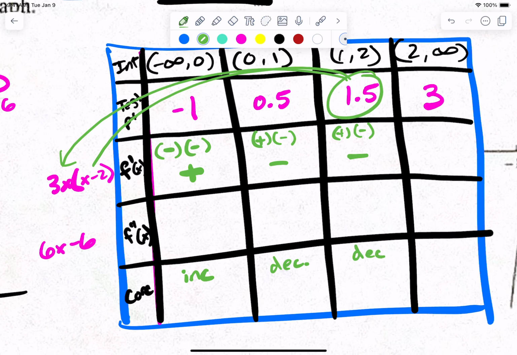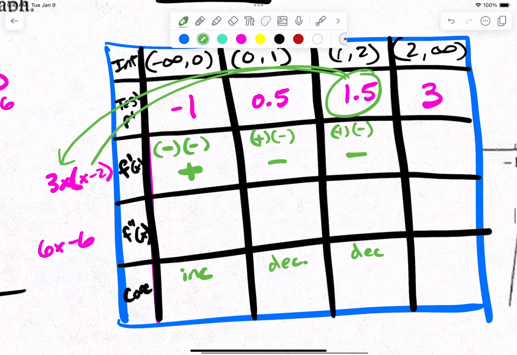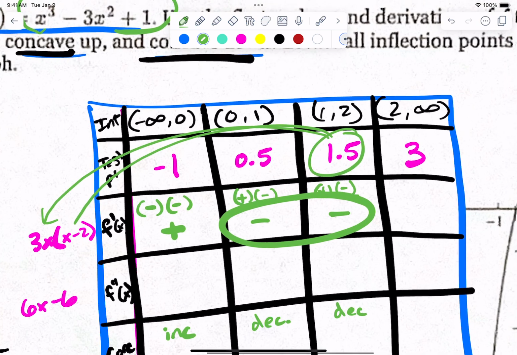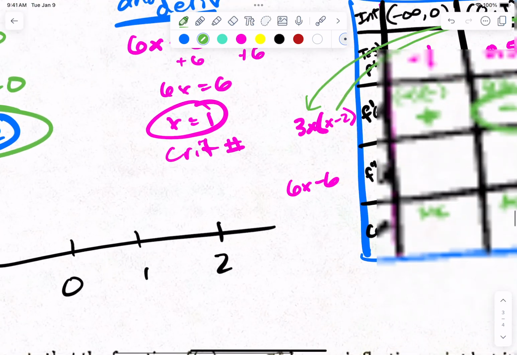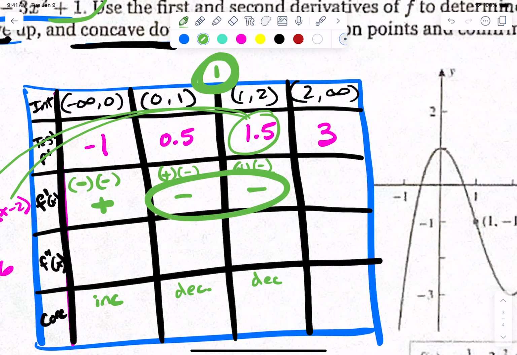Wait a second. Hold up. Everybody look. I know why. Why do we have 2 decreasings in a row? 1 was not a critical number for the first derivative. That's not where he's going to change from increasing to decreasing, right? 1 was not in my list over here. So of course he's going to keep the same, right?